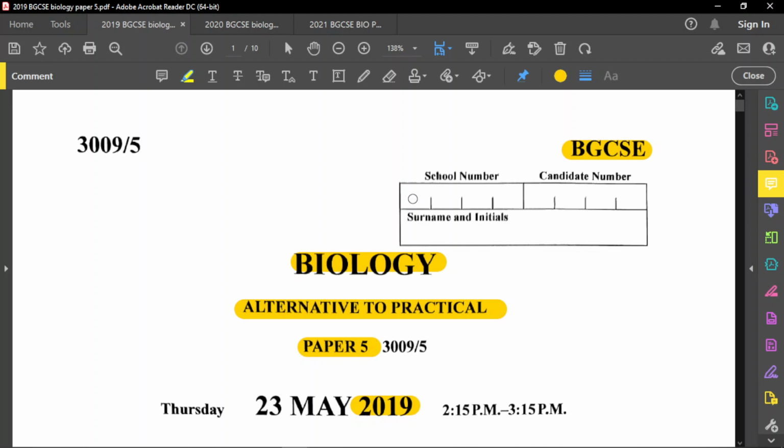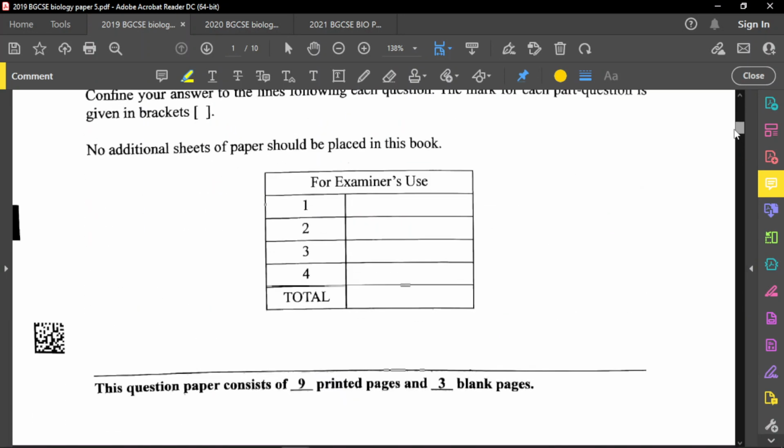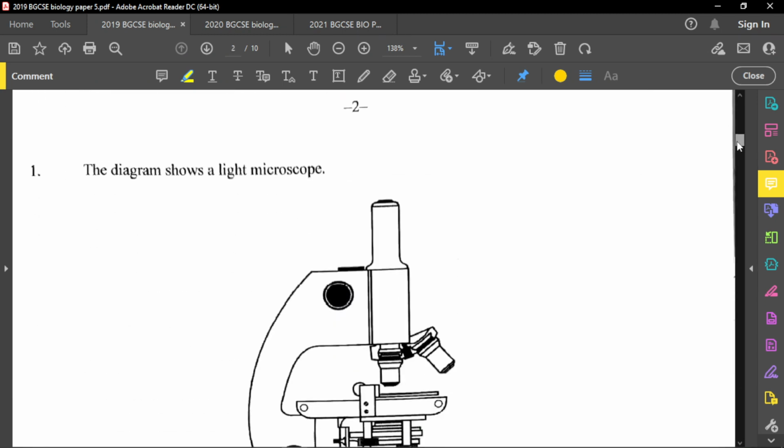Before you start the examination, always make sure that you write your school number, your candidate number, your surname, and your initials. Also, as I always encourage you to do, read through the instructions carefully to make sure you understand all instructions before you start the examination. If in doubt, please direct all queries to your examiner before the start of the examination.